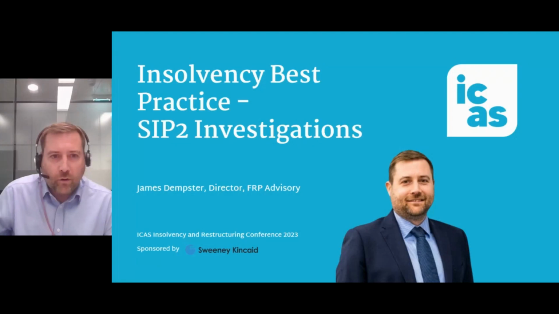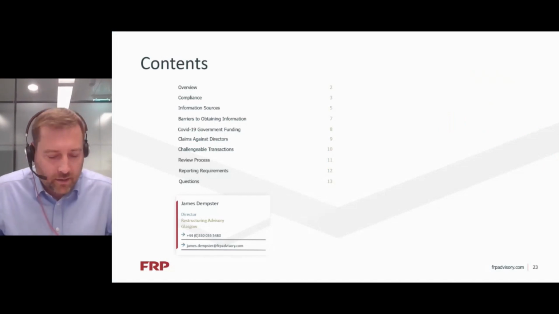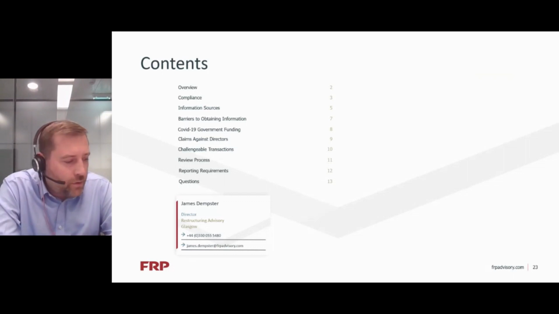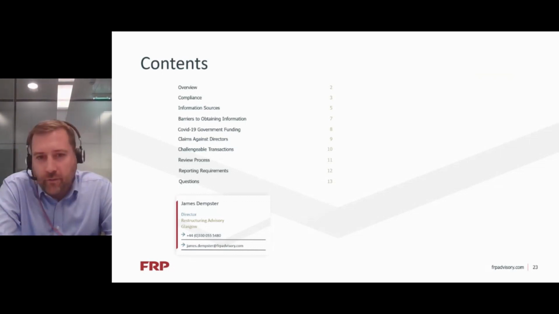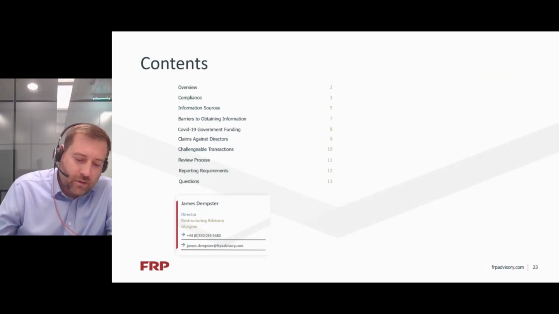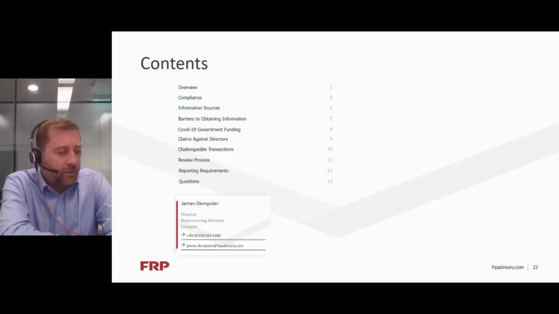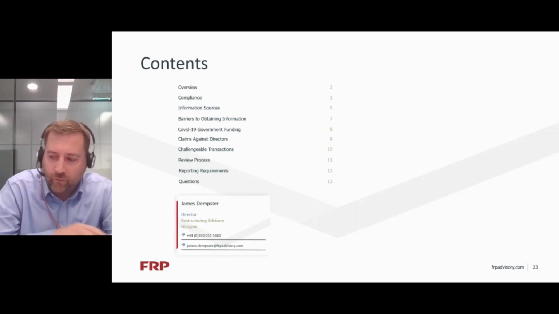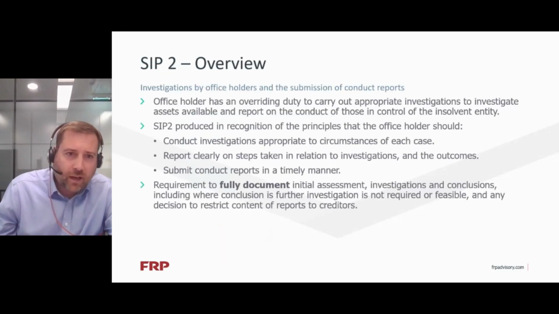So the purpose of the session today is really just to cover best practice in relation to compliance with SIP2. It's a SIP that I guess many of us on this session will be very familiar with. It covers investigations by office holders in administrations and insolvent liquidations and submission of conduct reports by office holders. So it's effectively a very key part of the role that IPs undertake in insolvency cases, and one that we're very familiar with.